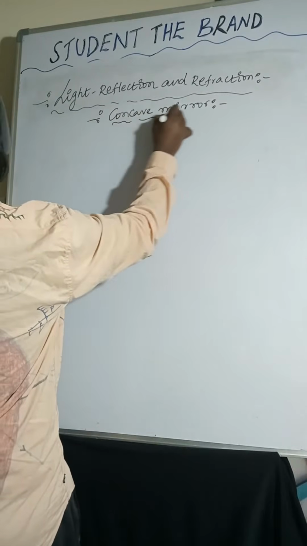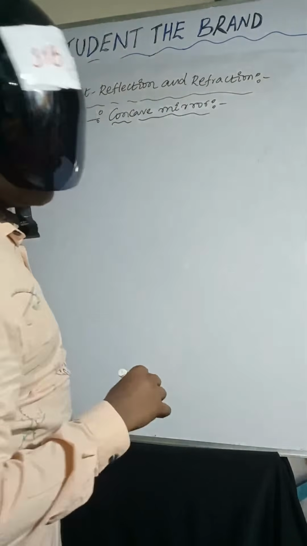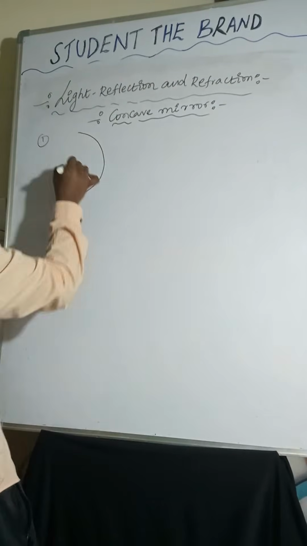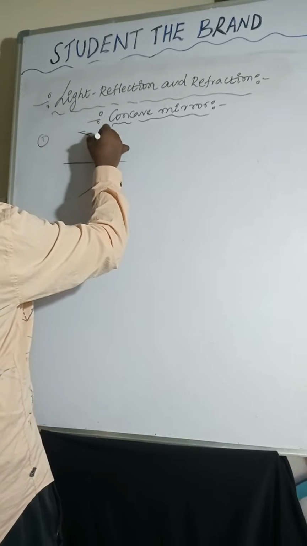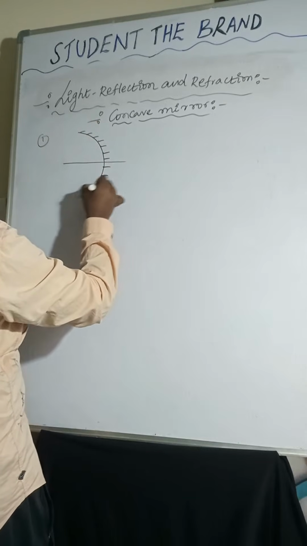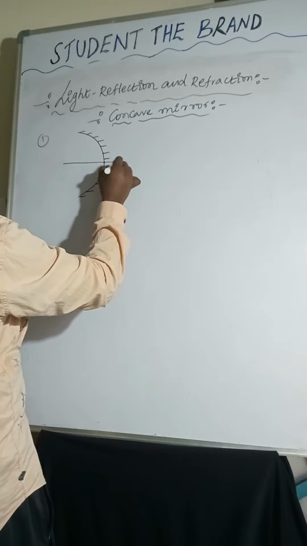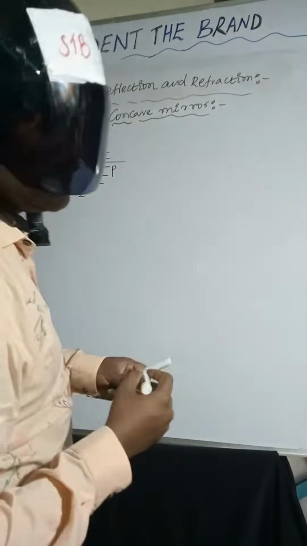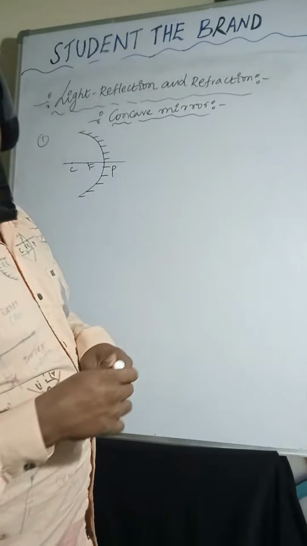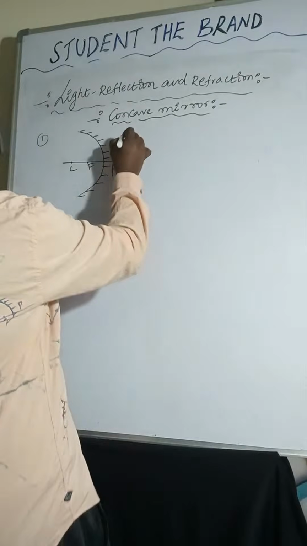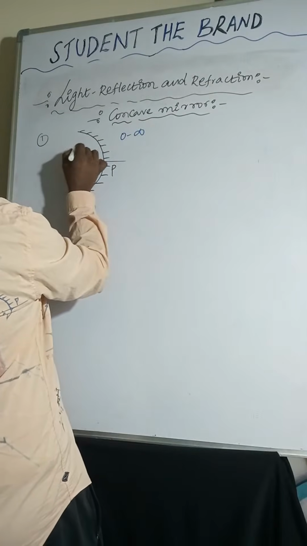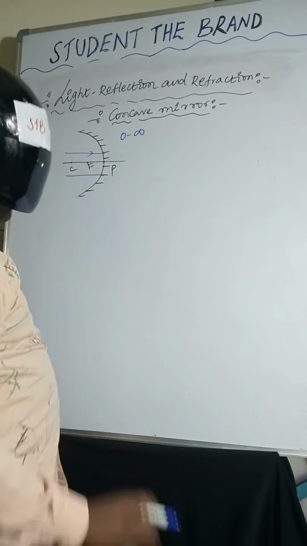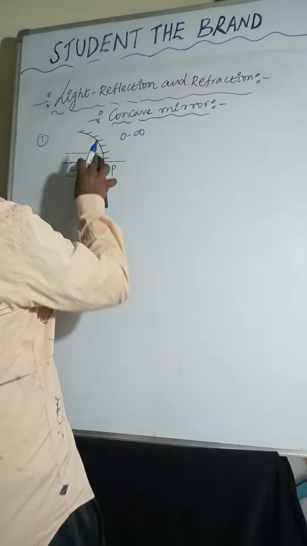Concave mirror. So object is at infinity. First point, concave mirror I am taking. So pole, focus, center of curvature. Object is at infinity. How many light rays are required to form the image of the object? Minimum 2 light rays. So that's why I am taking here.